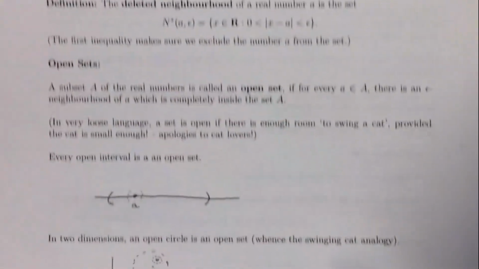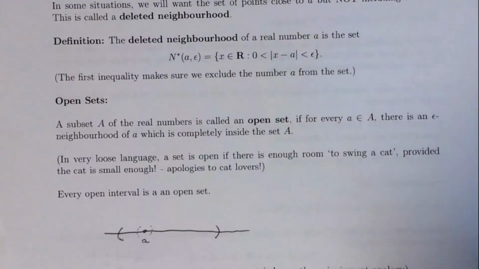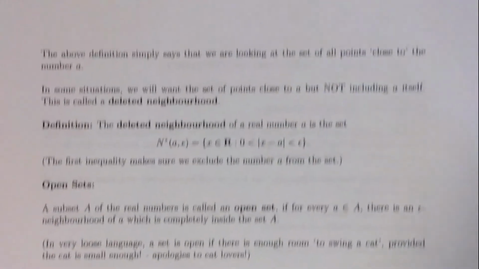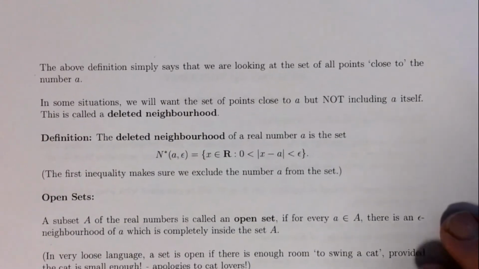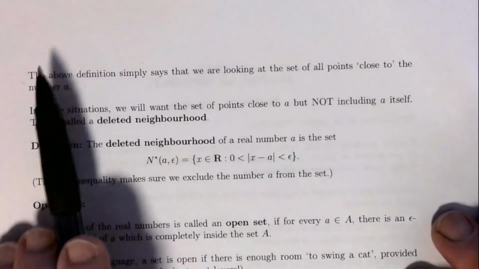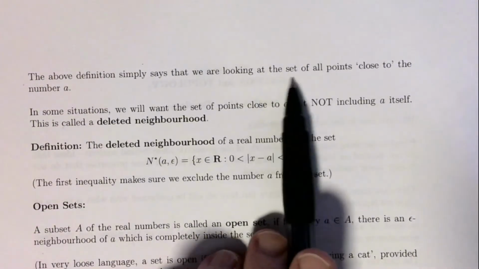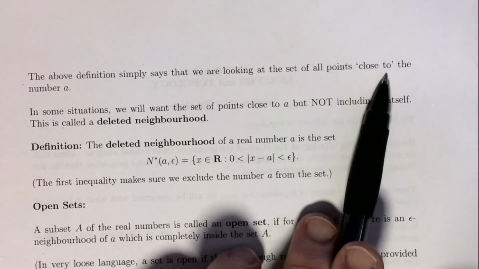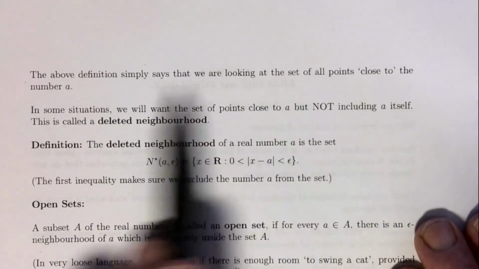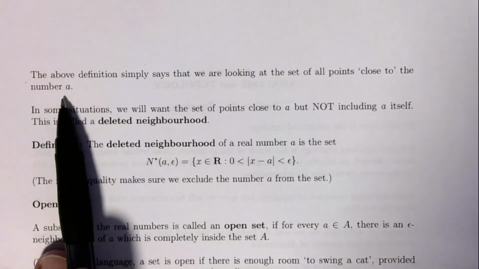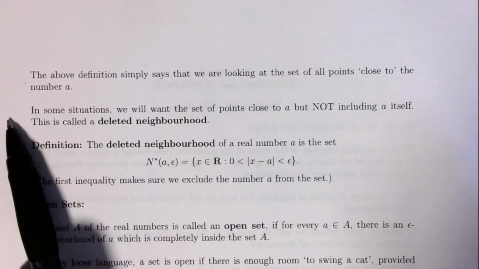And that's what we mean by an epsilon neighbourhood. Now we need this notion of epsilon neighbourhood in order to define what we mean by an open set in a moment. So the above definition simply says that we're looking at the set of all points that are in some sense close to the number A. They're within epsilon of the number A.